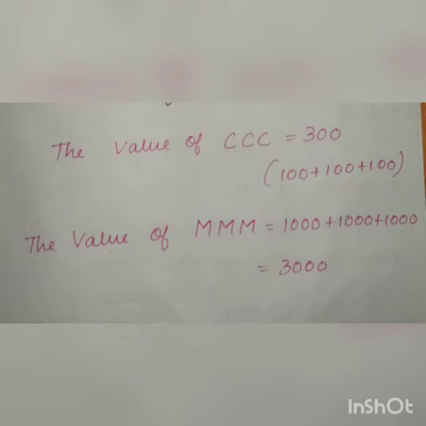See, here is the value of CCC, which is 300. How will you find 300? 100 plus 100 plus 100. Next, the value of MMM: 1000 plus 1000 plus 1000, which is 3000.